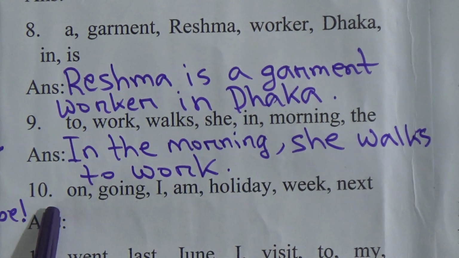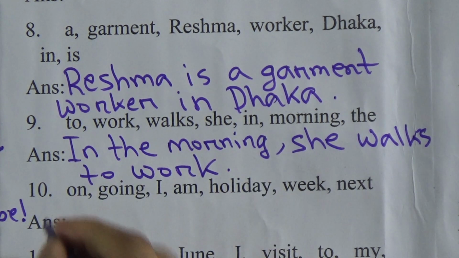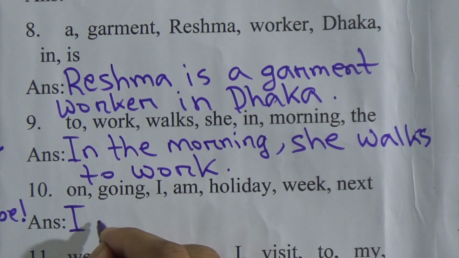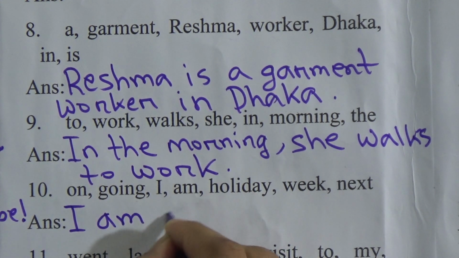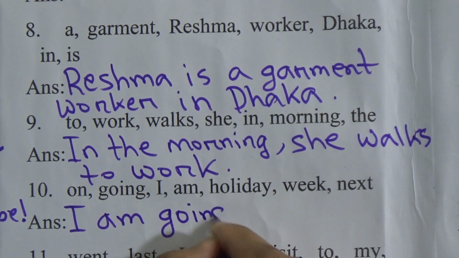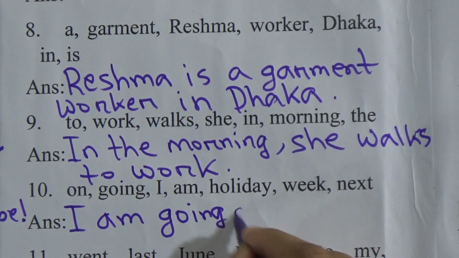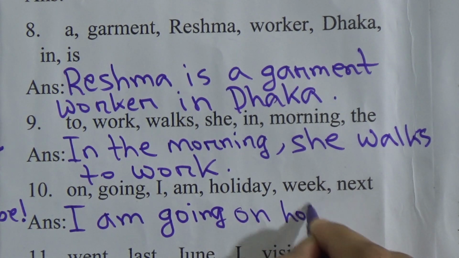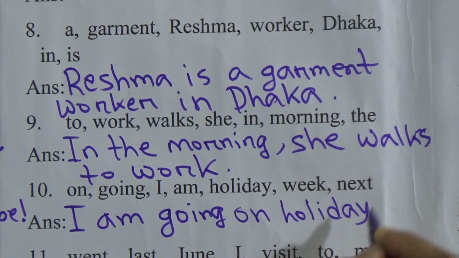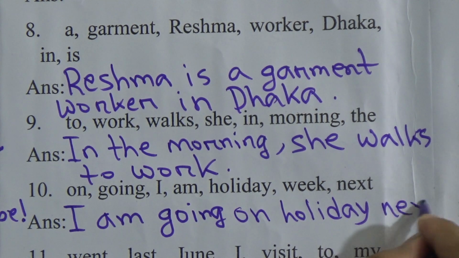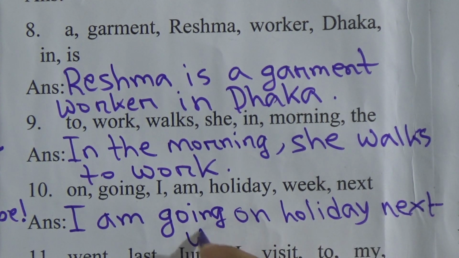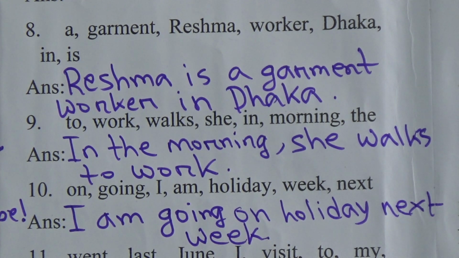Okay. Now, number 10. Write the subject first, it is in continuous tense. I am. Write the continuous form of go. I am going where? Going on holiday. I am going on holiday when? Next week. I am going on holiday next week.